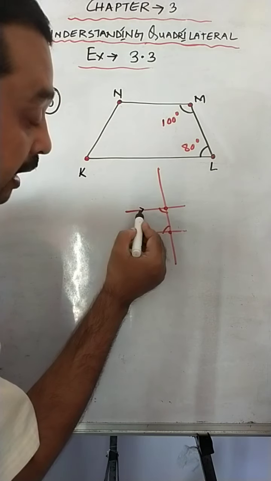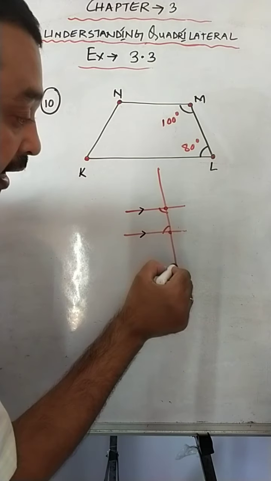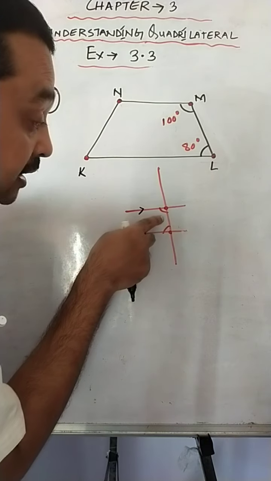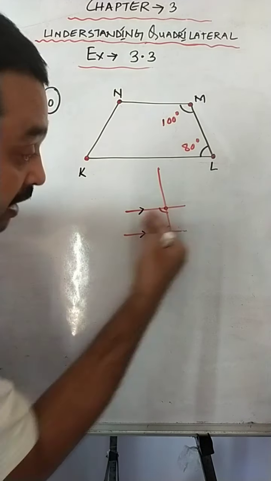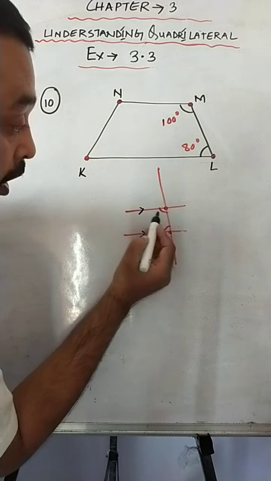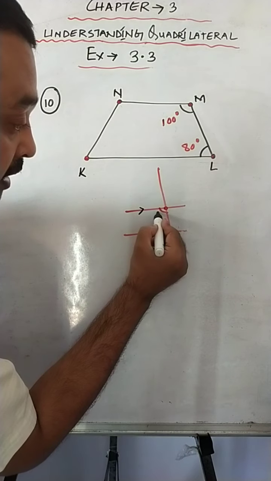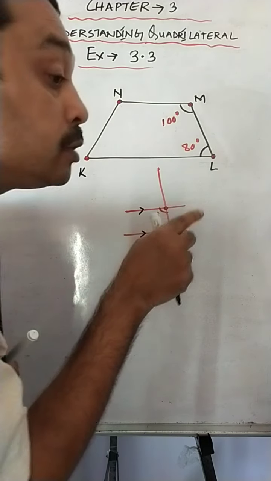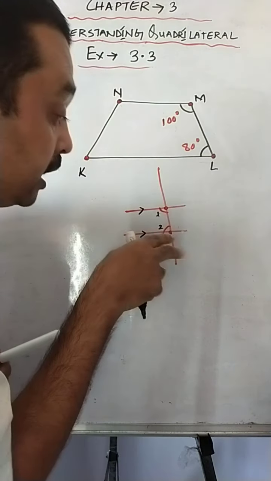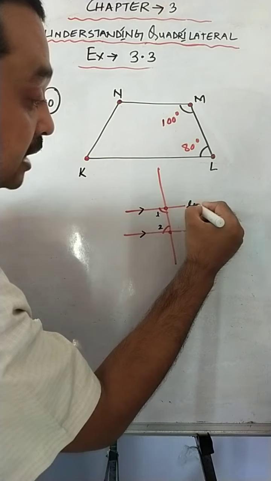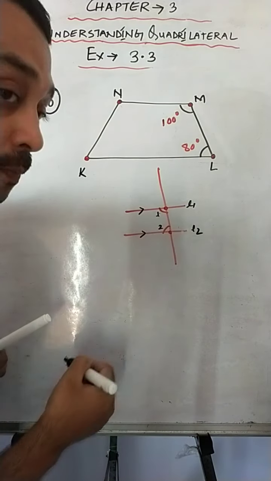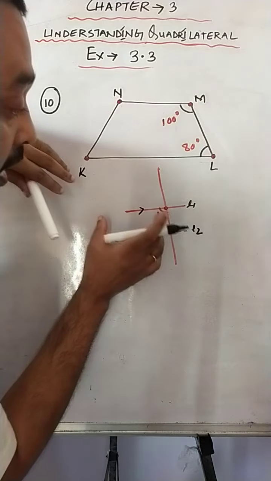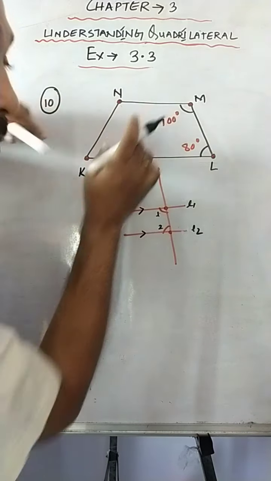I repeat, if a transversal line is intersecting two lines in such a way that the angles formed on the same side of the transversal line, that is angle 1 and 2, if the sum of angle 1 and 2 is equal to 180 degree, then only you can say that these lines, L1 and L2, are parallel to each other. So this is the concept that we have to use for question number 10.